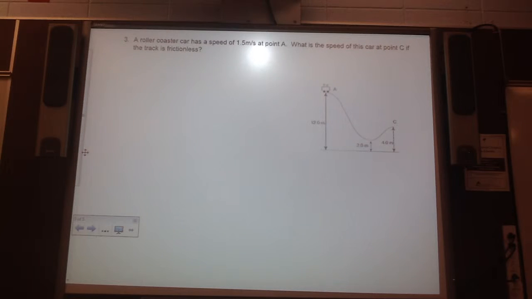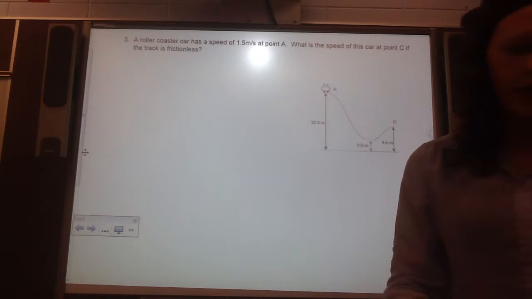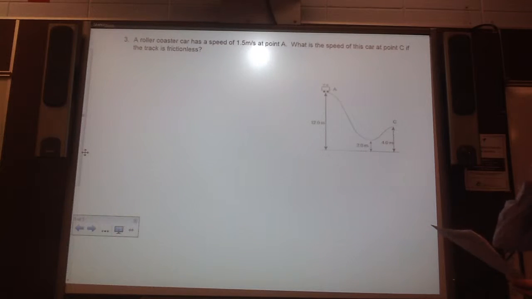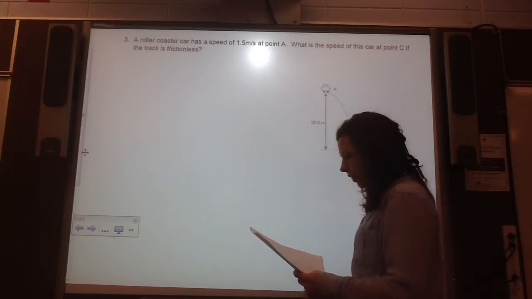So another kind of roller coaster thing. A roller coaster has a speed of 1.5 at point A. What is the speed of this car at point C if we assume it's a frictionless track? So again, a kind of hypothetical thing.